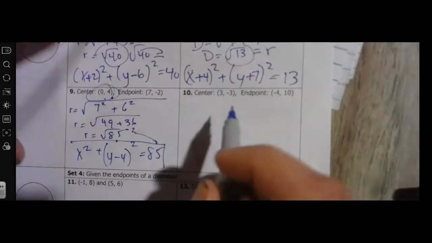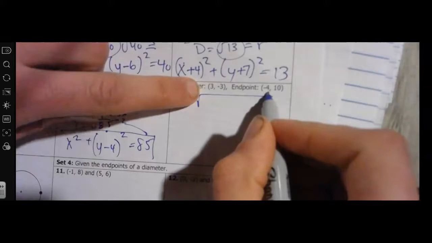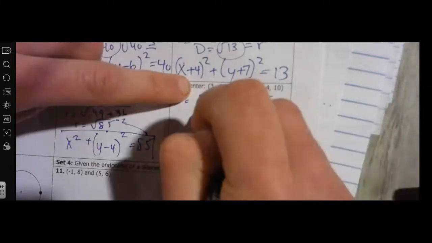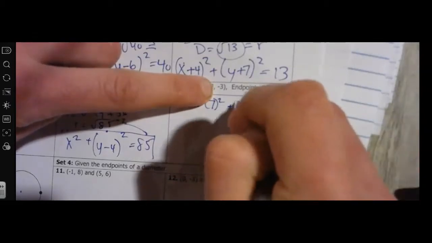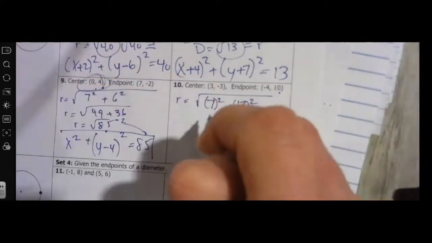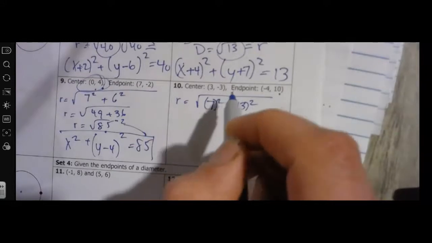Over on number 10. Again, they're giving us a center and an endpoint, so it's another case of this, and we're still using the distance formula. So the radius is equal to, now how far is 3 away from -4? That's 7 spaces away. It doesn't matter if it's negative or positive. Again, it's how far it is on the number line. -3 to 10, that's 13 spaces. The reason why we gave you these extra problems is to give you one negative with one positive. That's the reason why we have these extra examples.